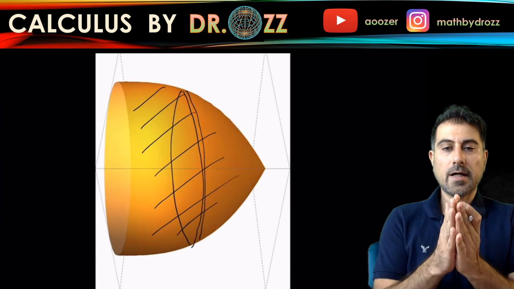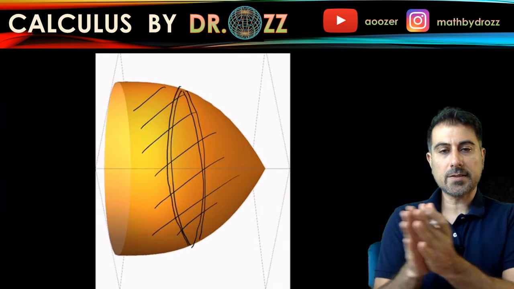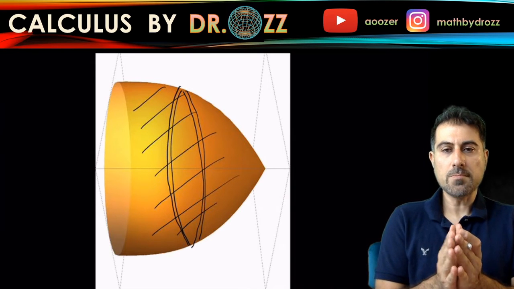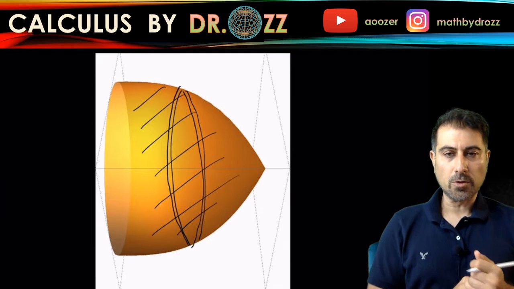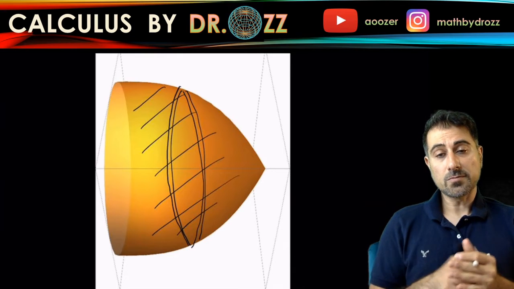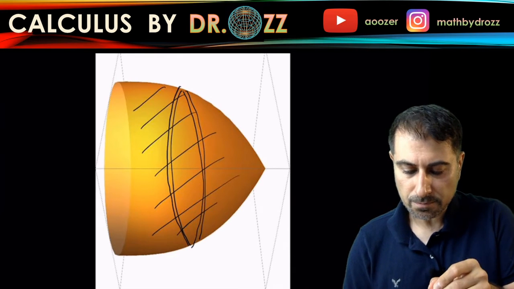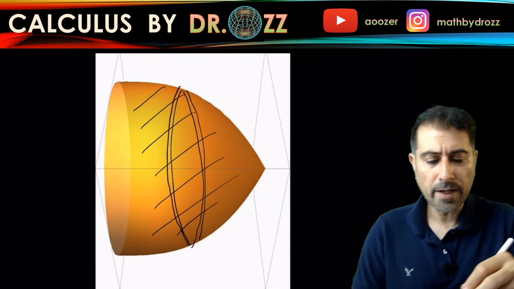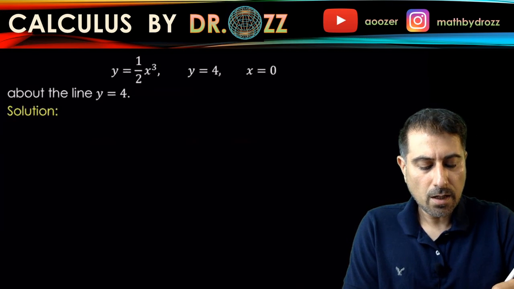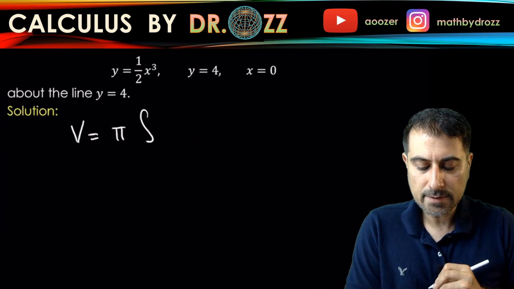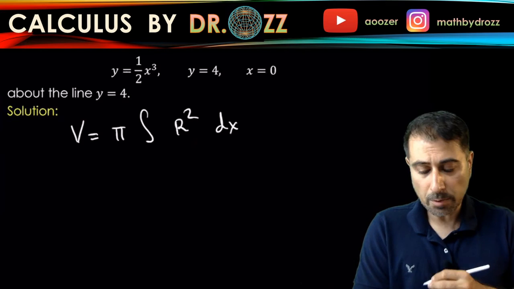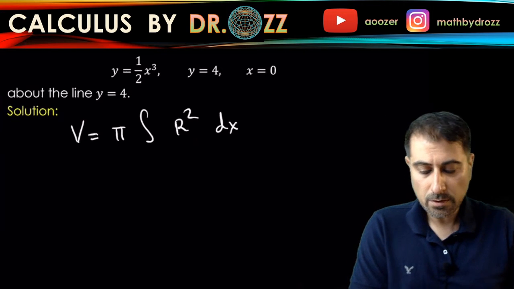Imagine I have so many disks within the region, and the volume is the sum of the volumes of those infinitesimally small disks, and that's in fact the integration. So I'm going to write down the volume formula, which is pi times r squared dx. Let's see what r is, and what the lower and upper limits of the integral are.